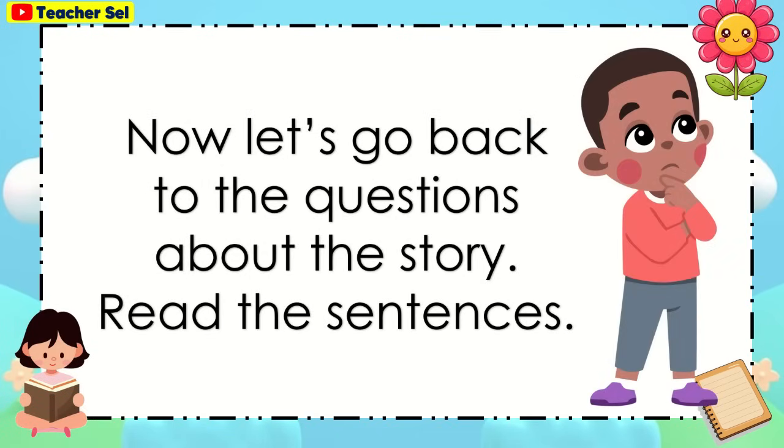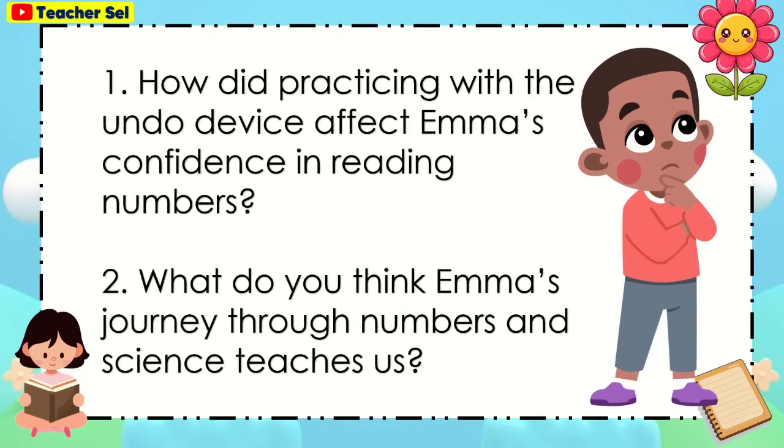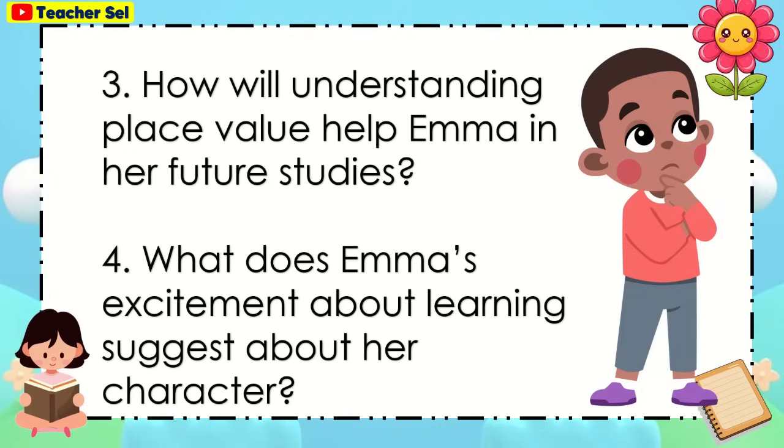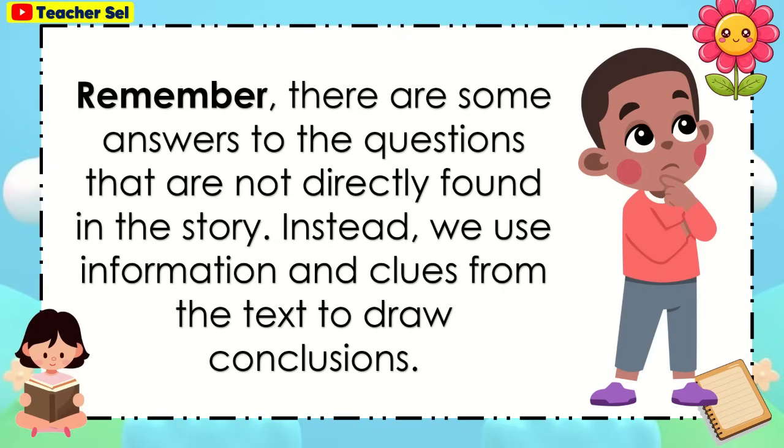Now, let's go back to the questions about the story. Read the sentences. How did practicing with the undo device affect Emma's confidence in reading numbers? What do you think Emma's journey through numbers and science teaches us? How will understanding place value help Emma in her future studies? What does Emma's excitement about learning suggest about her character? Remember, there are some answers to the questions that are not directly found in the story. Instead, we use information and clues from the text to draw conclusions.